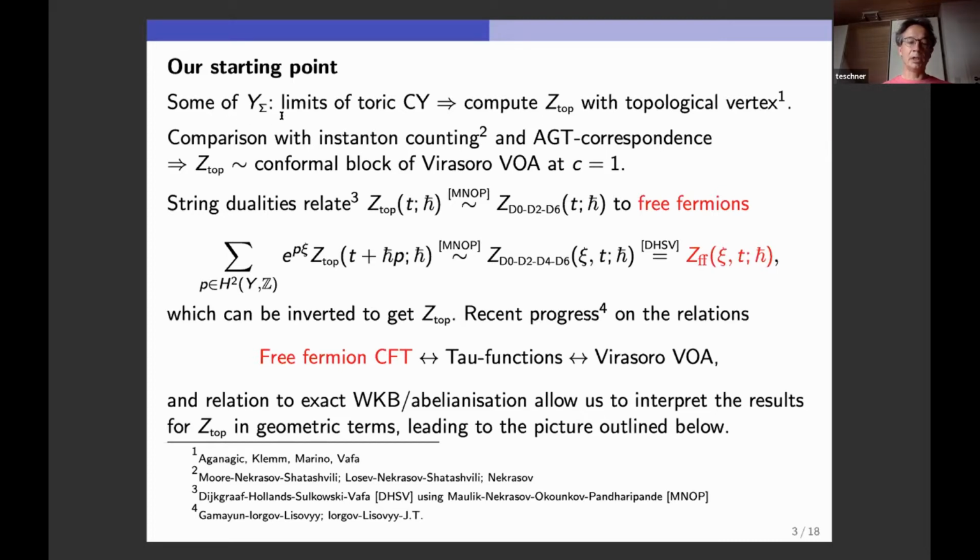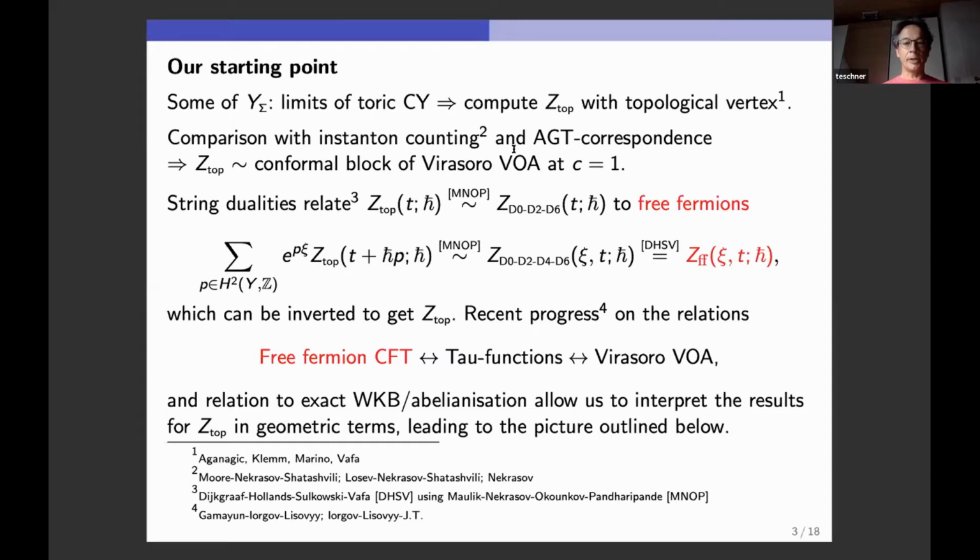I don't know if it can be done for all of the Y_sigma, because, for example, in higher genus cases, I wouldn't know how to do the geometric engineering of this class. But anyway, we have a few examples where we can do that, and there we can compute and compare. Well, then it's a reasonably old and famous story that what you compute with the topological vertex can be compared to results of instanton counting as developed by Moore, Nekrasov, Shatashvili, Losev, Nekrasov, Shatashvili, and Nekrasov.